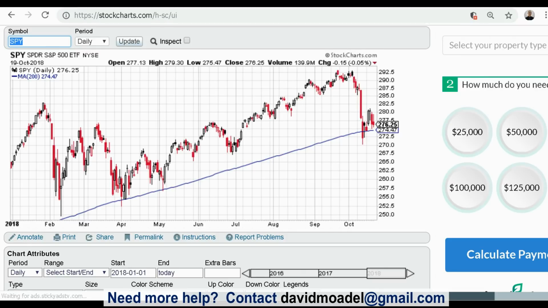The 200-day moving average. Is it meaningful? Is it important? Is it tradable? And is it trouble when the market breaks and closes below the 200-day moving average?